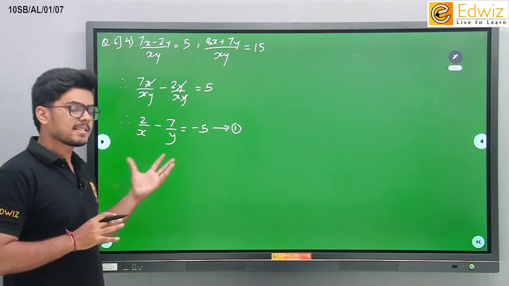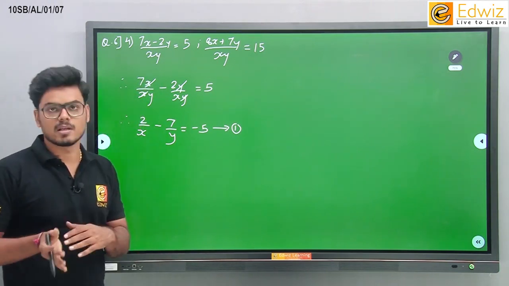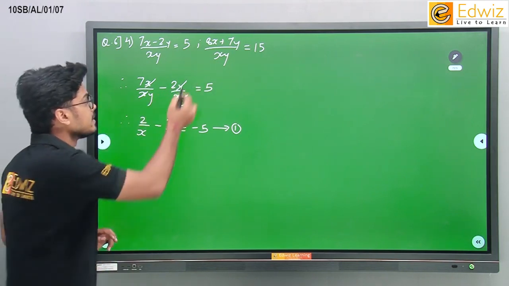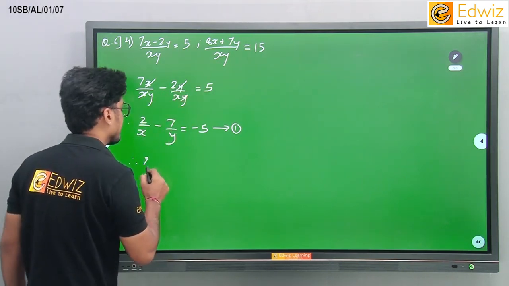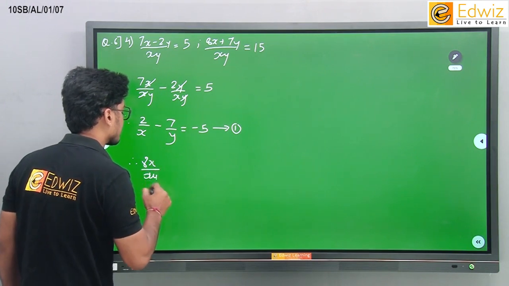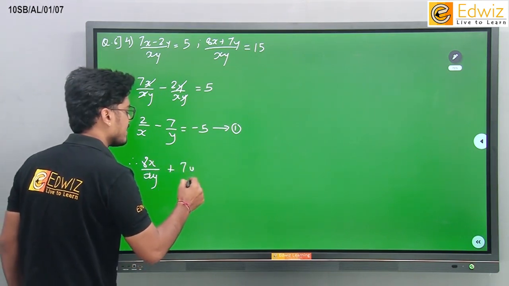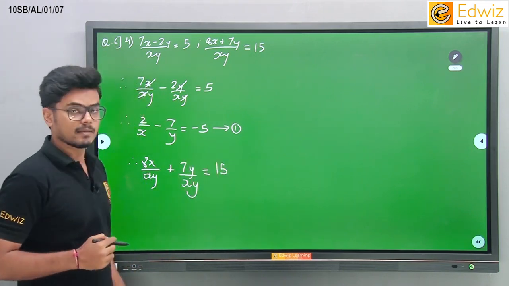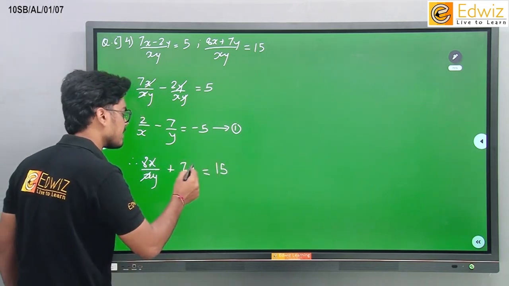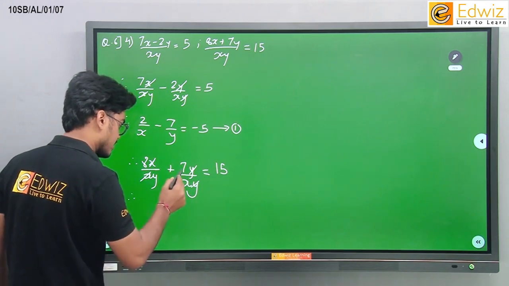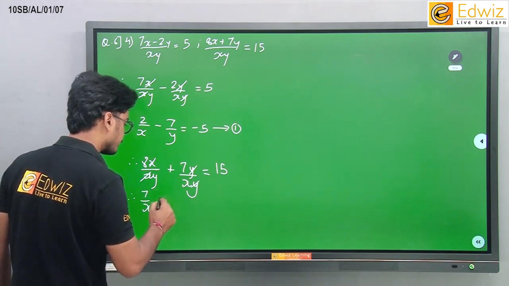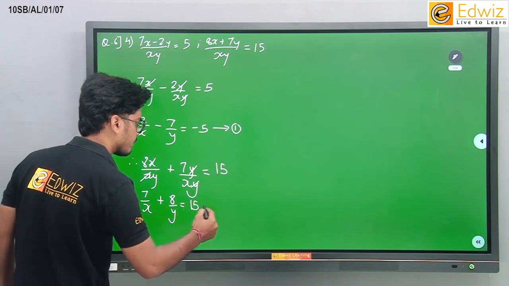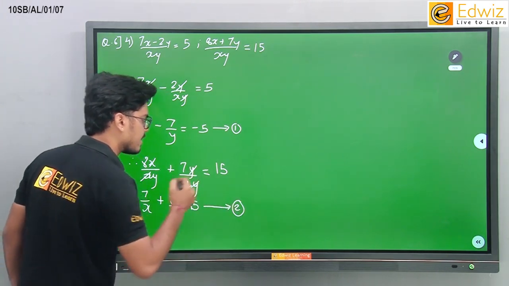ठीक है, now you can see this is something we have solved earlier, right? ठीक उसी तरह इस equation को भी reduce कर सकते हैं. So second equation here is 8x, इसका denominator xy plus 7y, इसका भी denominator xy equal to 15. Here we can cancel x, here we can cancel y. So this equation is 7 upon x plus 8 upon y equal to 15. This is my second equation.